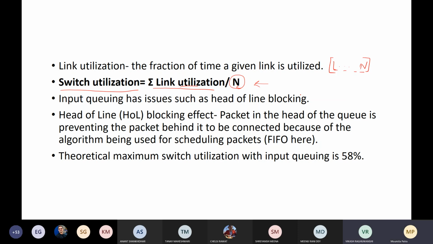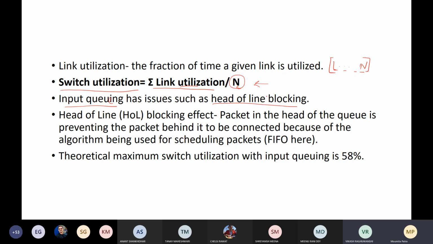Okay, so now let's start working with this. We had learned about head of line blocking. Where was it? It was on the input queuing side. Input queuing, or having buffers at the inputs. What is the problem that it shows? It shows that there can be head of line blocking.